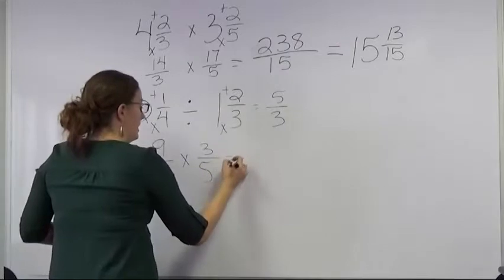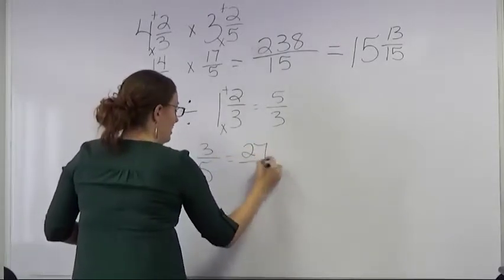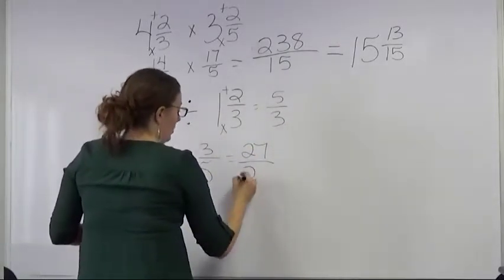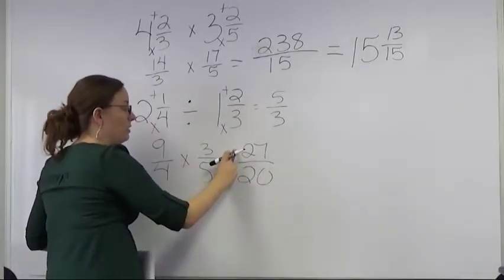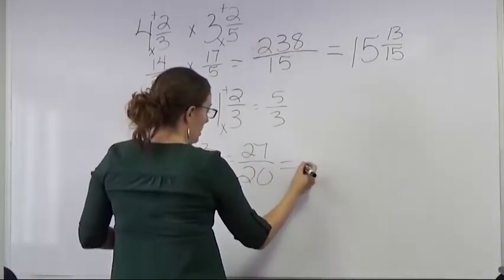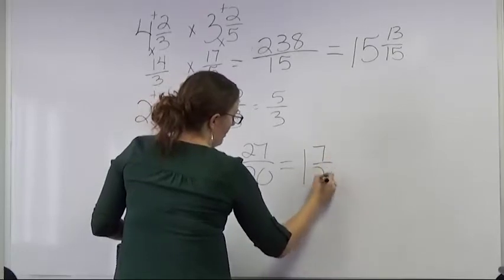Multiply the numerators. 9 times 3 equals 27. 4 times 5 equals 20. Simplify because the numerator is larger than the denominator. That becomes 1 7/20.